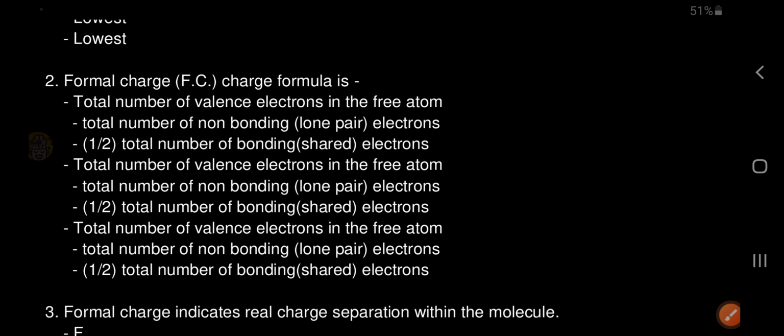Formal charge formula is total number of valence electrons in the free atom minus total number of non-bonding lone pair electrons minus of total number of bonding shared electrons.